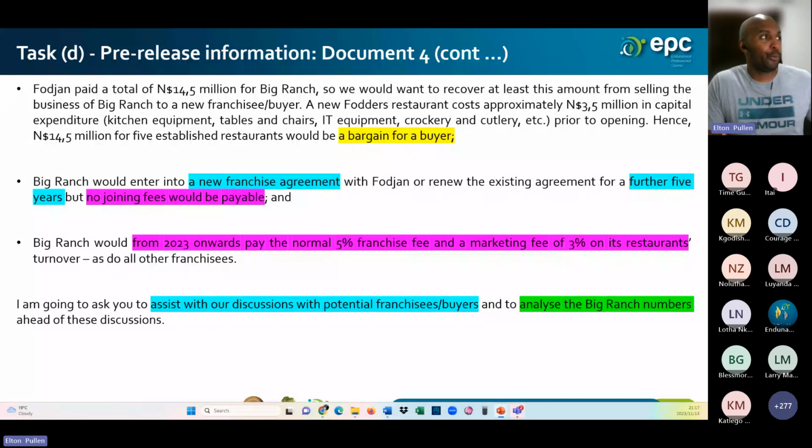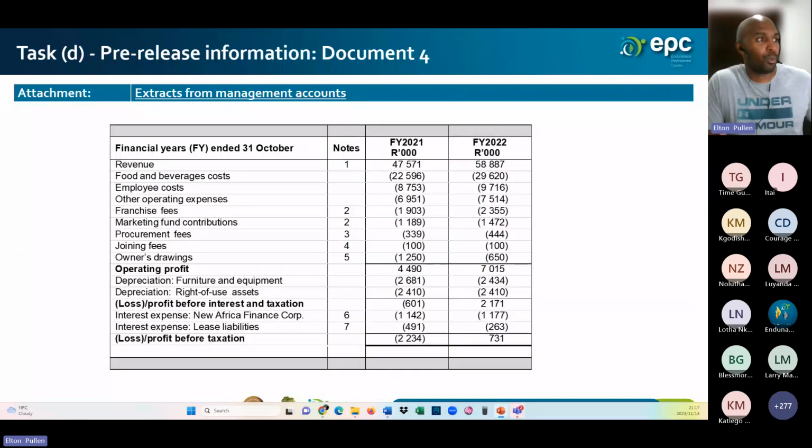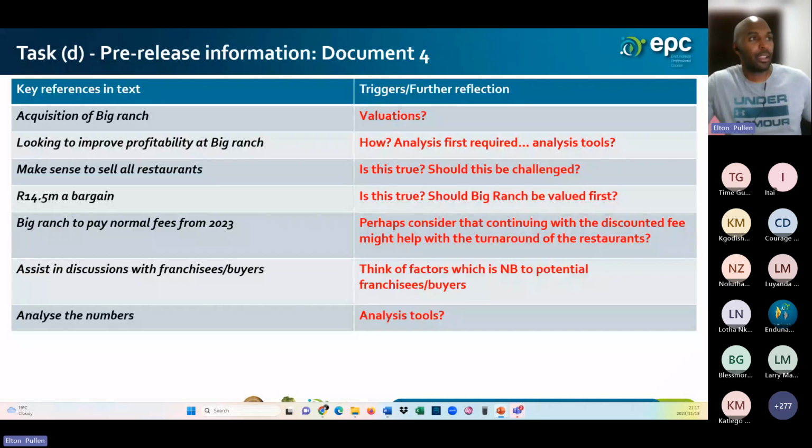If we quickly summarize what was given to us on the day, they spoke to us about the acquisition of Big Ranch. Acquisition is the decision to acquire a company. If you look at that list of mine, the topic is probably valuations, right? Then they're talking about looking to improve profitability. That's an analysis tool, and there are a few analysis tools, of which CPP is one.